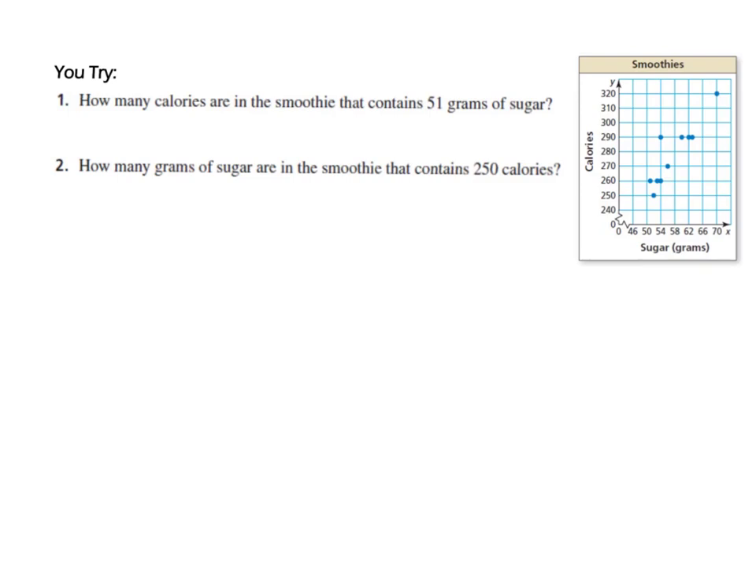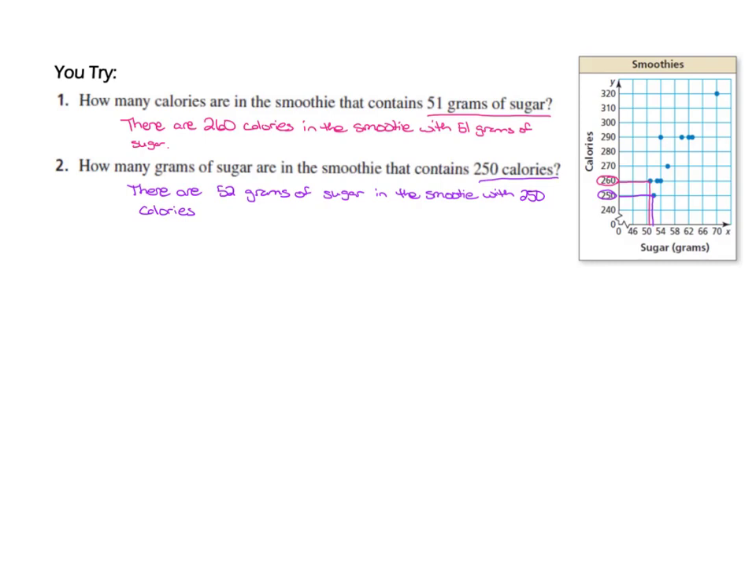Okay, so here are two for you to try. How many calories are in the smoothie that contains 51 grams of sugar? And how many grams of sugar are in the smoothie that contains 250 calories? Here are the answers. Note that 51 grams of sugar, that's not quite halfway in between. It's going to be closer. So you have to follow it up, and it's going to lead to this point. And then the 250 calories is going to lead you over to this point, and that is going to lead down to the 52.